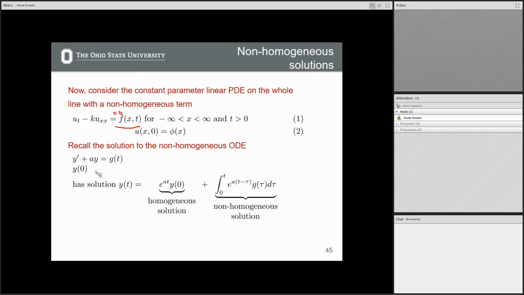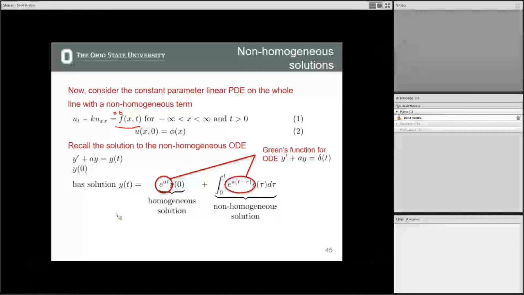So if you recall, we were talking about ODEs. We said that there are many ways to solve ODEs. One that you may not have been too familiar with is this form right here. We can separate the solution in terms of the homogeneous solution and the non-homogeneous solution. And this non-homogeneous solution portion is always a convolution.